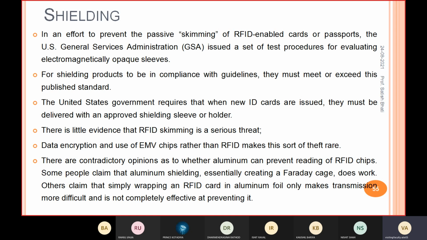Then shielding. In an effort to prevent passive skimming of RFID enabled cards or passports, the US General Services Administration issued a set of test procedures for evaluating electromagnetically opaque sleeves. Say this item has an RFID tag, and I have to send this item to some particular place, and after reaching that place, I need to read the information.